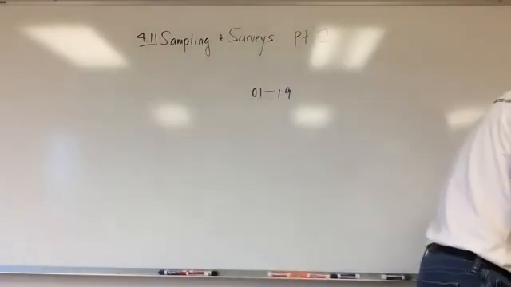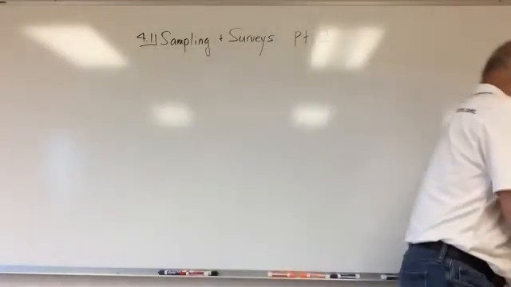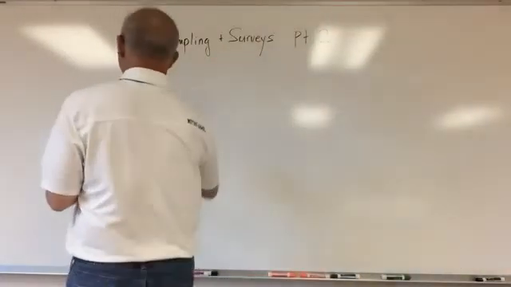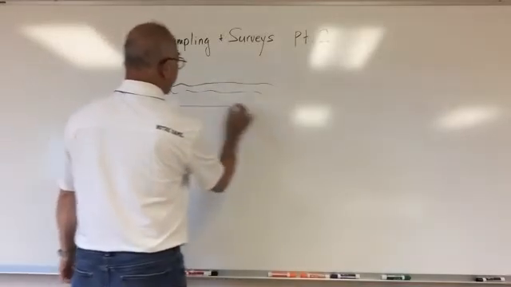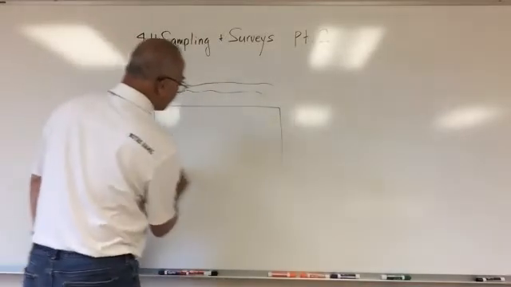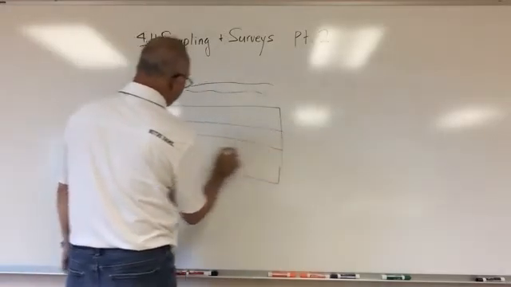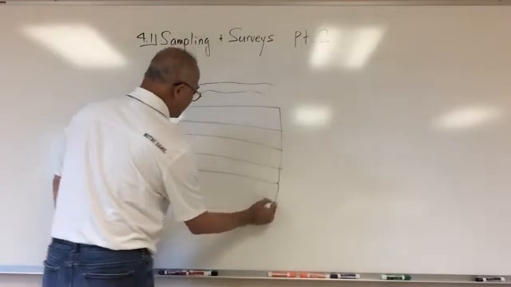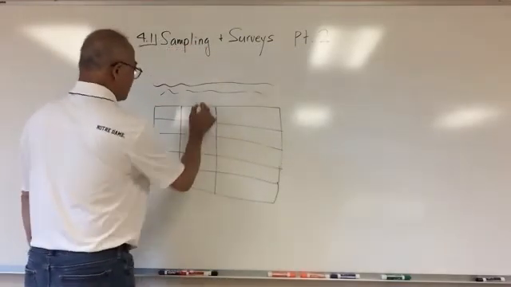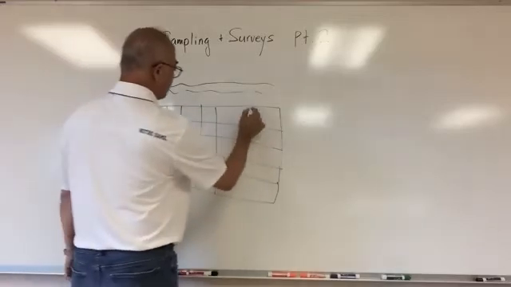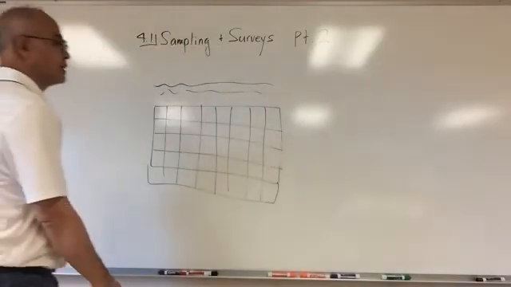So if I had, let's say that I had a river flowing here, and on the land right next to it, I planted corn. Okay, so I planted corn. And what I'm trying to find out is the yield of the corn, right? So what a stratified sample is this.